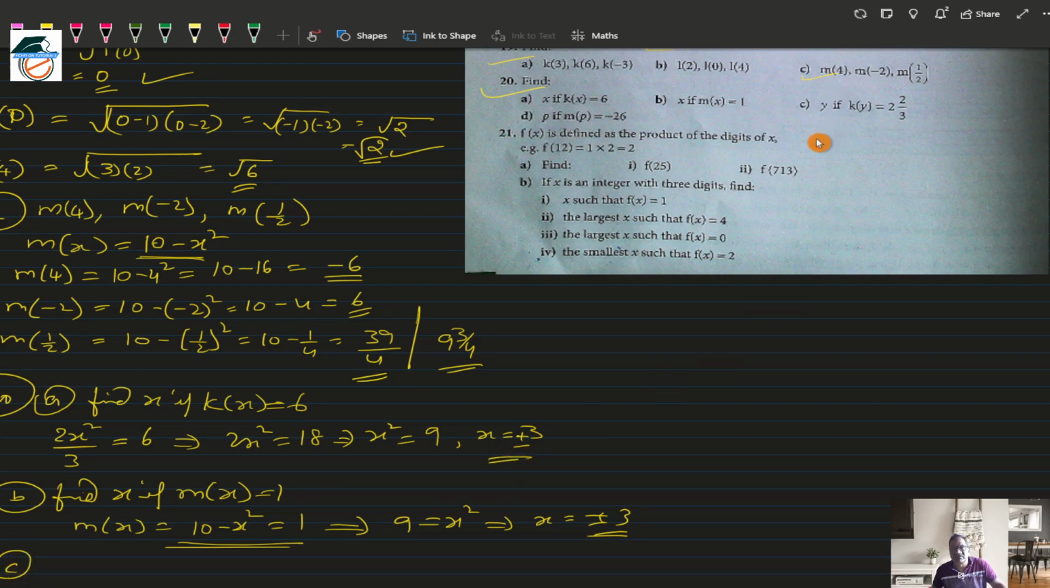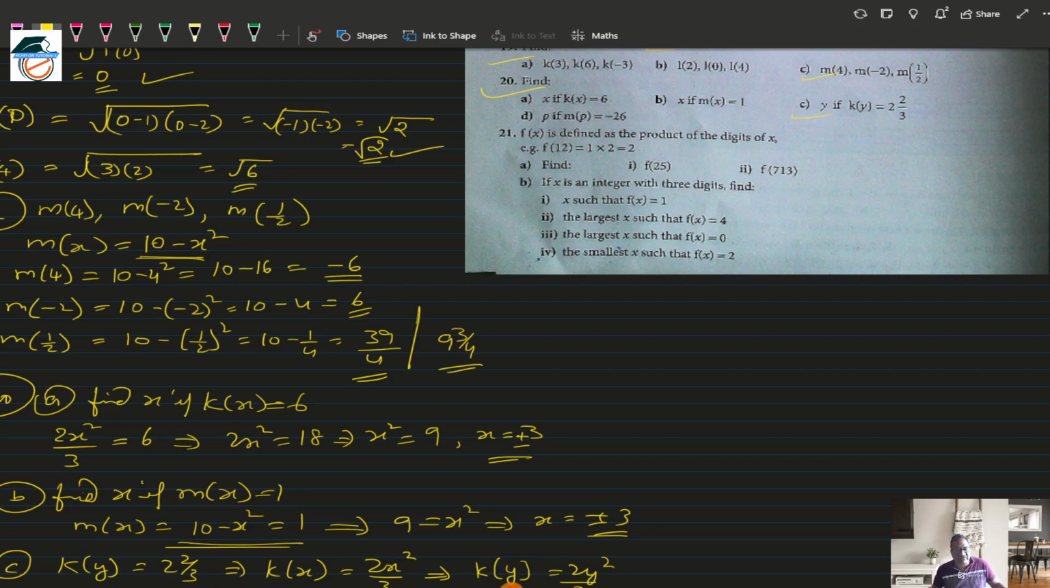Then C part of the question is: find y if K of y is equal to 2 by 3. Now we don't know k of y, but from k of x we can find out. So what is k of x basically? K of x was 2x square upon 3. Now this will give me k of y equal to 2y square upon 3.